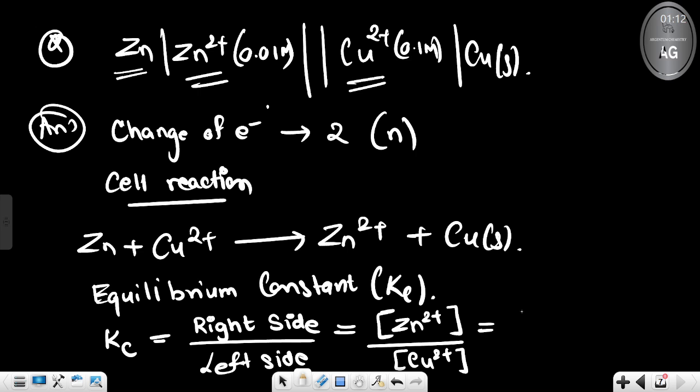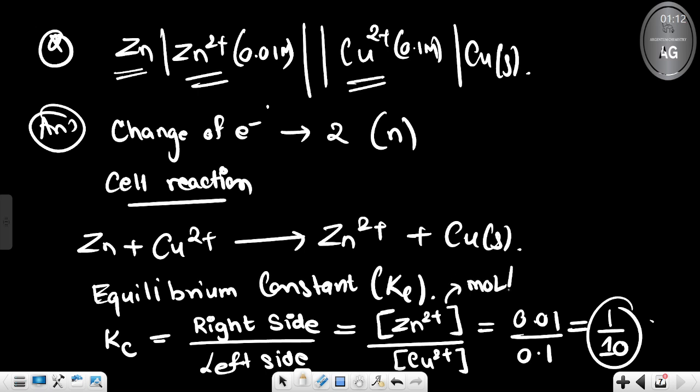So what is the Zn 2 plus concentration? 0.01. What is the concentration of this? 0.1. Clear? So this will become 1 by 10. Now unit will not be there because in this case it will be cancelled. Another thing, unit is also very important. Concentration unit is written as mole per liter. So please check if there is any square or cube, then like that we have to write the unit. Here there is no unit because same unit will be getting cancelled out.